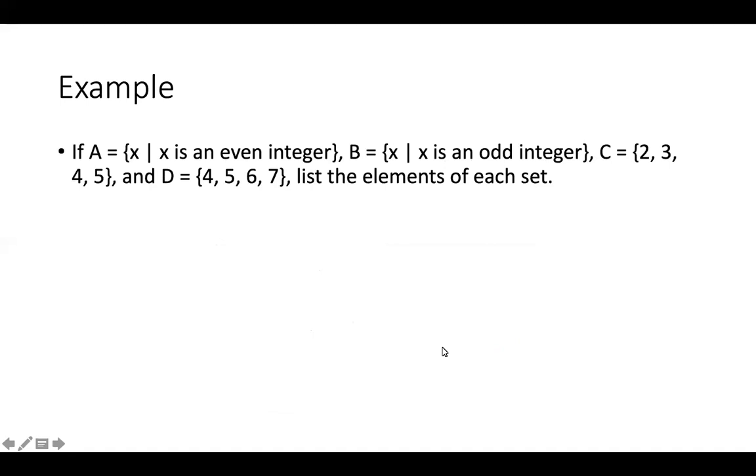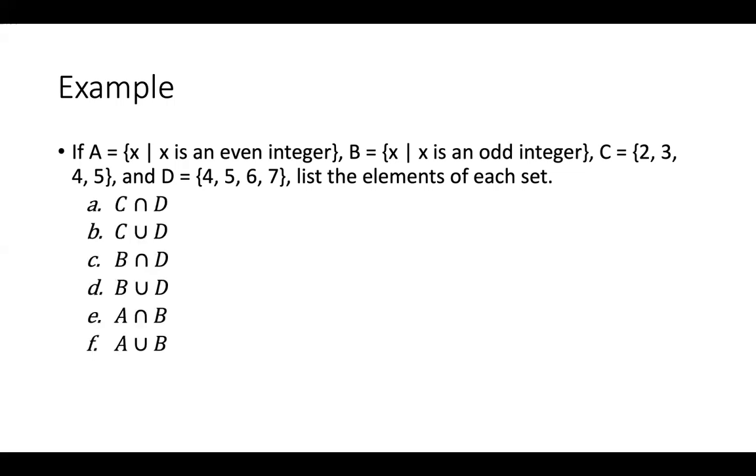All right, so for our first example, consider these four sets. A is the set of all x, such that x is an even integer. This is called set builder notation. So it's a way of writing the set of even integers. B is the set of all x, such that x is an odd integer. And then the set C just contains the four elements 2, 3, 4, and 5. And the set D contains the four elements 4, 5, 6, and 7. So in this example, we're going to list the elements of each of these sets.